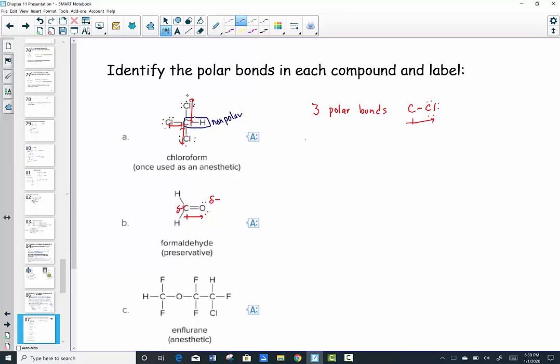I should do that up here as well. I'm going to add partial negative signs to the chlorines and remind you that the partial positive is on the carbon, since the electron distribution is being pulled away from the central atom.